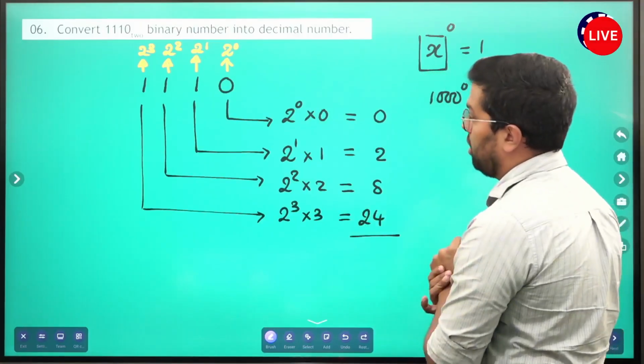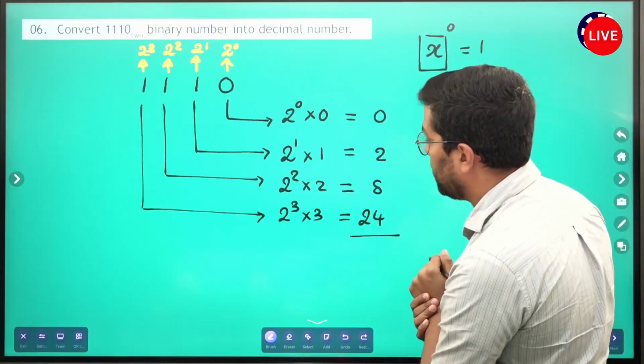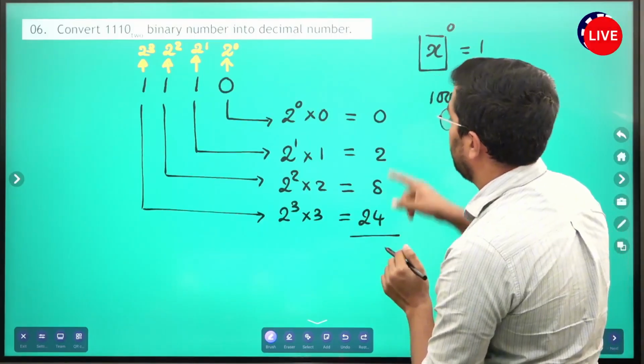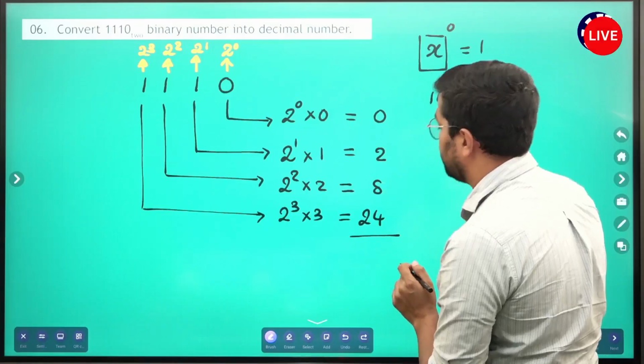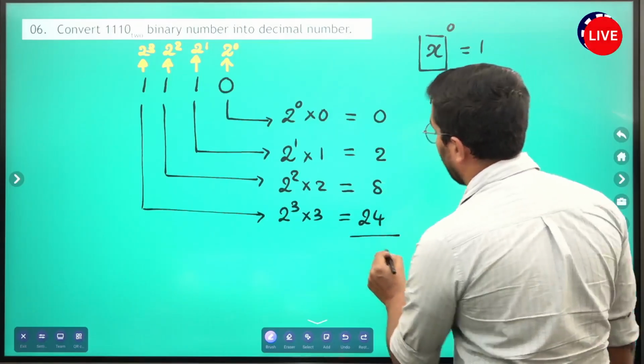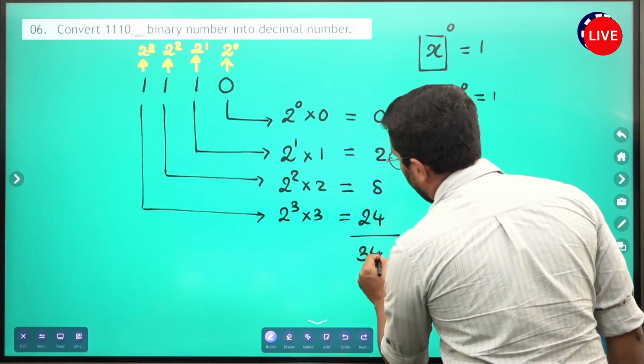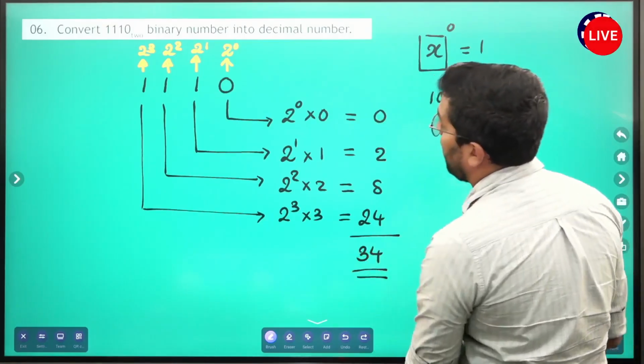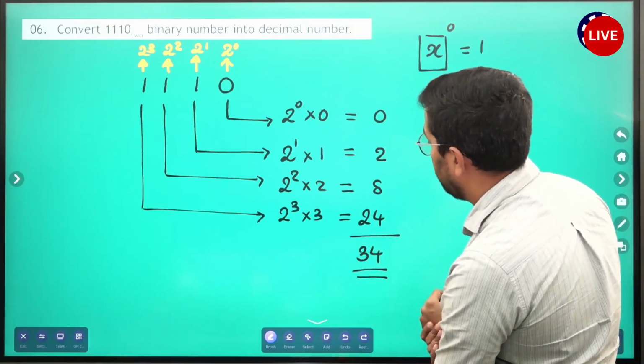Right. Alright. Did I do it correctly? Yes. Right. 2 plus 8 is 10. 10 plus 24 is 34. Am I correct? Yes.